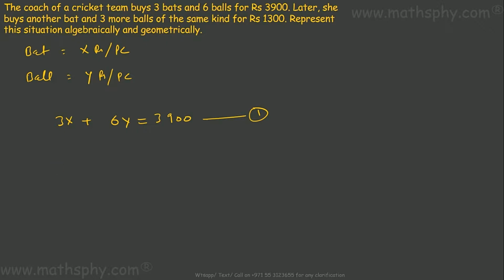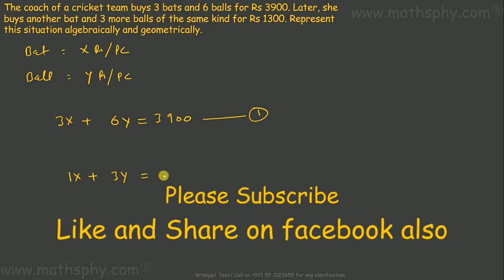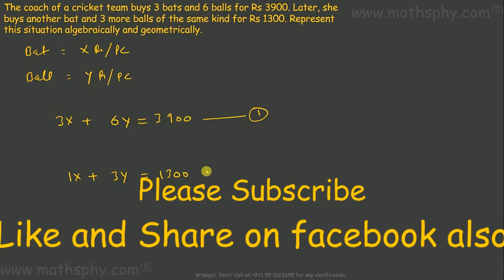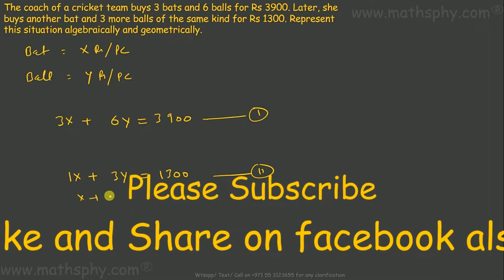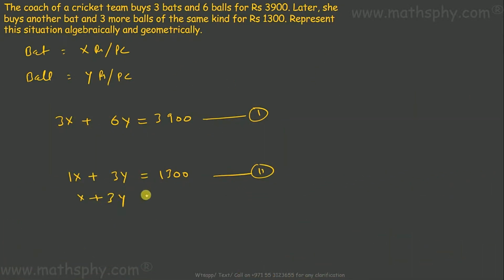The second equation says later she buys another bat, one more bat, and 3 more balls. 1 bat plus 3 balls, x rupees per piece, y rupees per piece, and pays 1,300. That's the second equation.